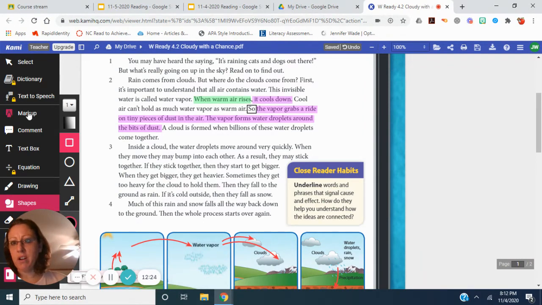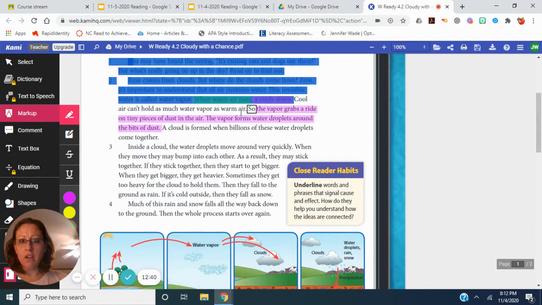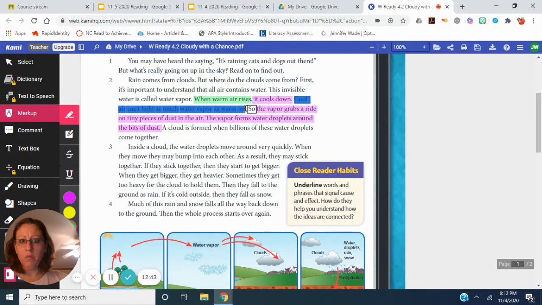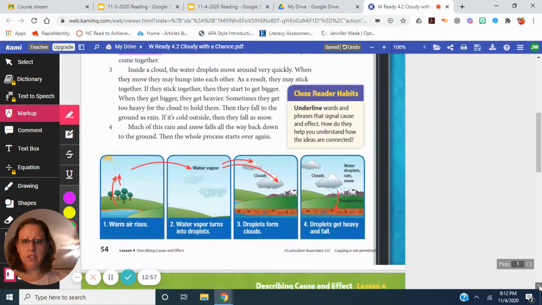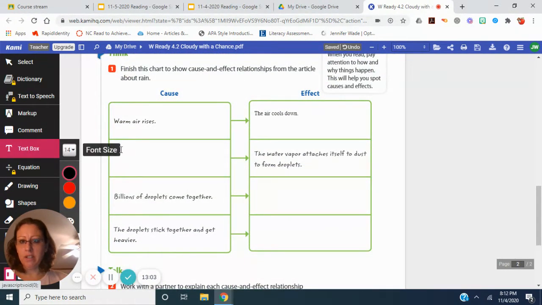And since we're looking for the cause, I'm going to change it back to a green highlighter. The sentence before the word so says, cool air can't hold as much water vapor as warm air. So that's our cause. That's the reason why the water vapor attaches to the pieces of dust. Okay? So we have our cause, a signal word, and our effect. So I'm going to go back down to the chart, and I'm going to add my cause.